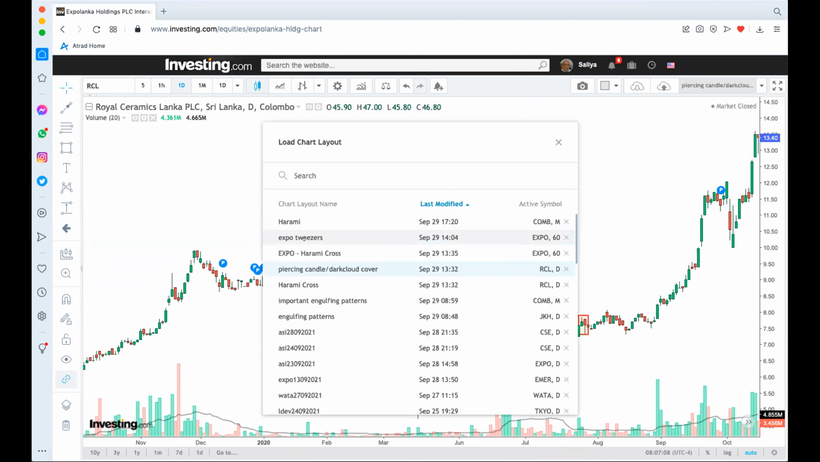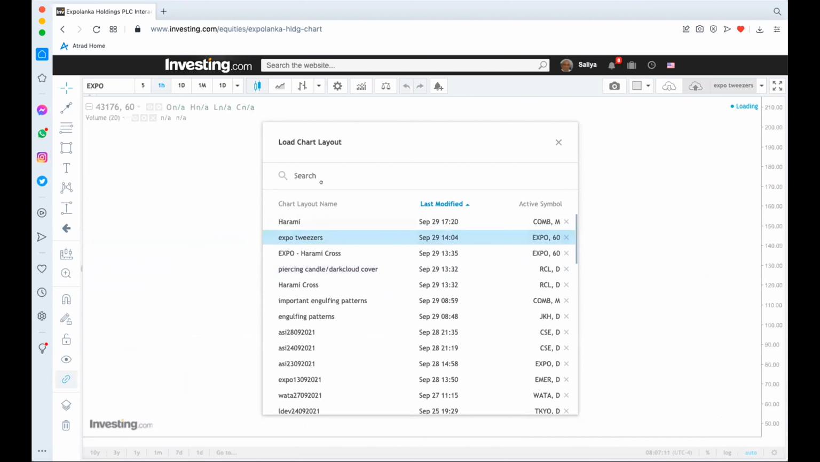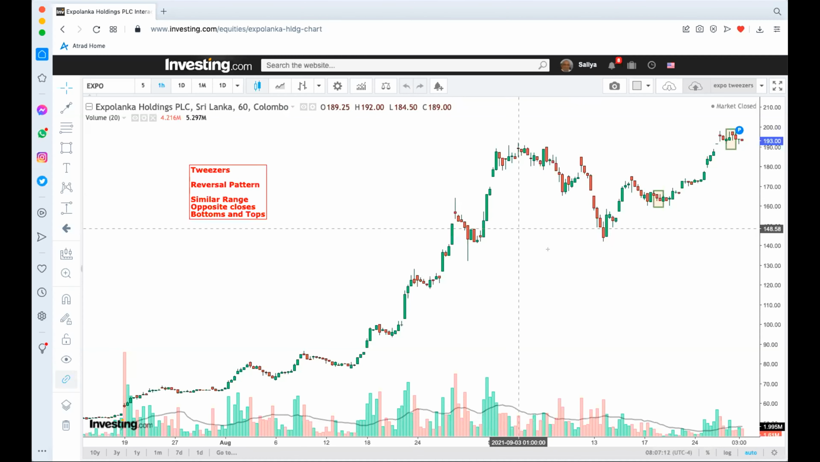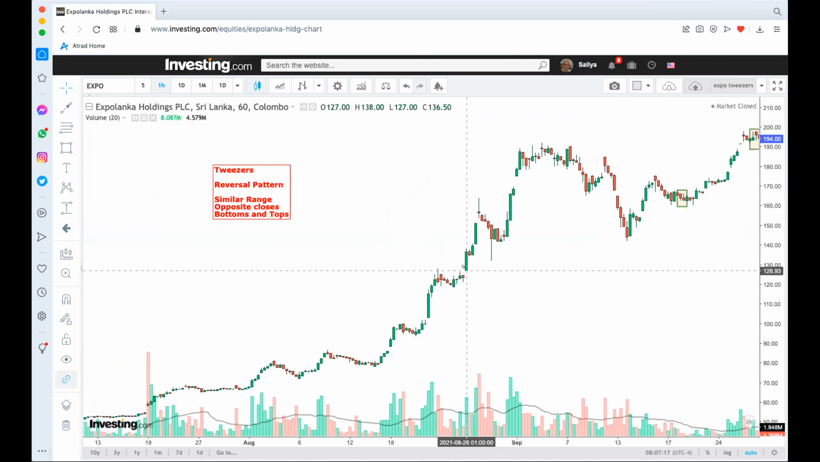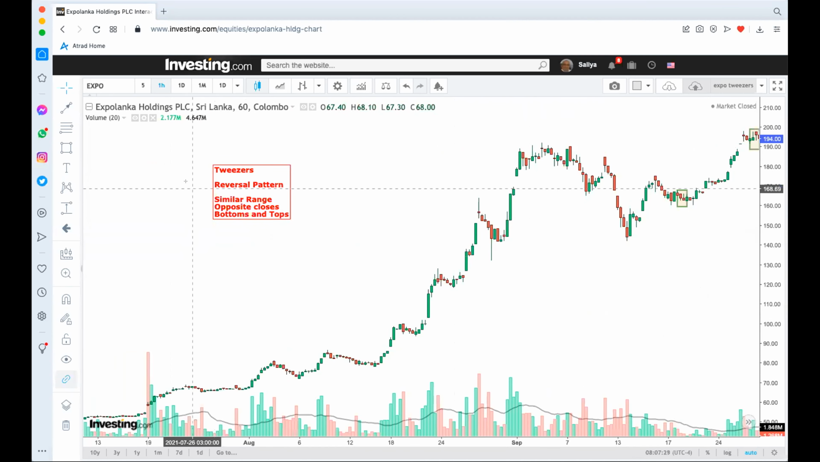And then finally, I'll cover the tweezers. That's also a dual candle pattern. Now, interestingly, in the tweezers also you will see them, ideally, at the bottom of a trend or the top of a trend. As a result, the tweezers are called the tweezer bottoms and tweezer tops.